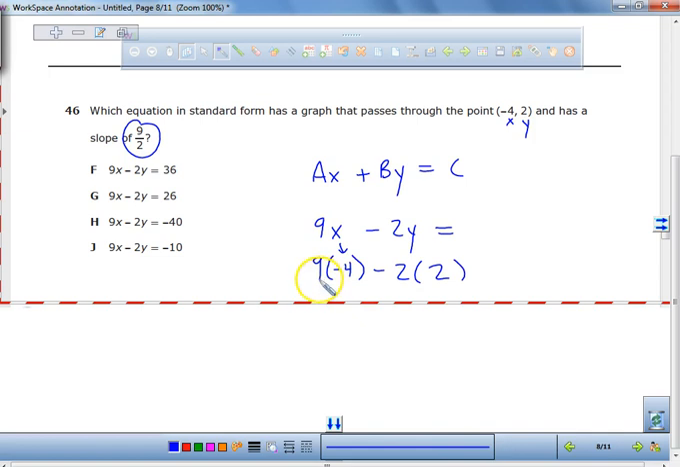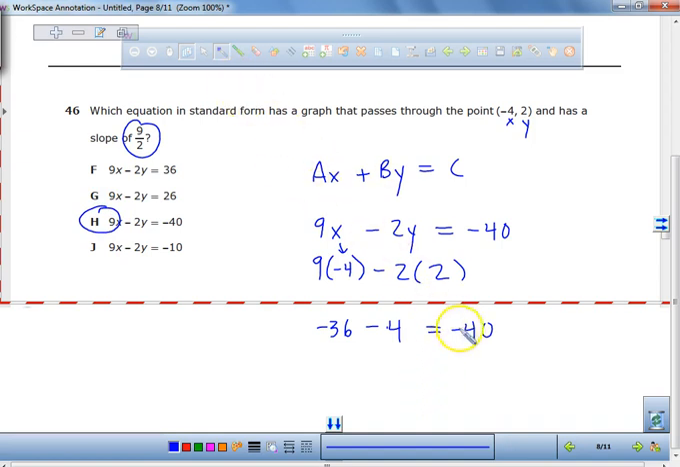2. 9 times -4 is -36. -2 times 2 is -4. When I combine those, -36 minus 4, I get -40. So what does this end up becoming? -40. When you plug in a what? A -4 and a 2. Automatically, you see the answer is H.